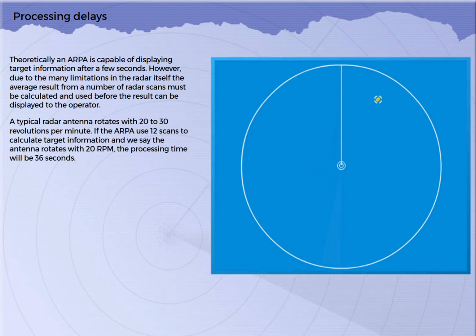A typical radar antenna rotates with 20 to 30 revolutions per minute. If the ARPA uses 12 scans to calculate target information, and we say the antenna rotates with 20 revs per minute, the processing time will be 36 seconds. Click the echo to get a feeling for the elapsed time.